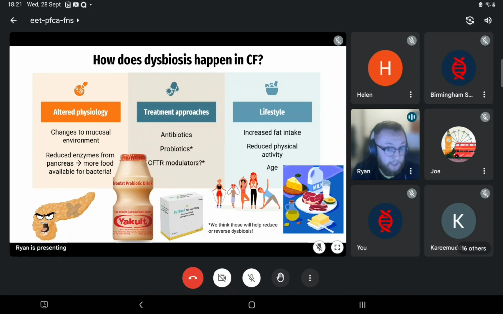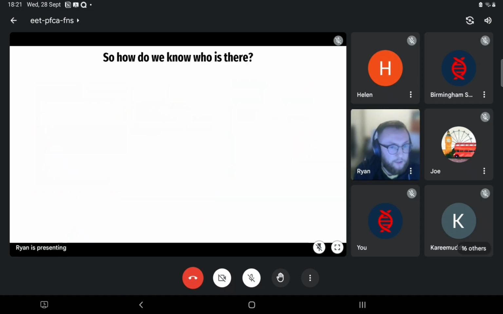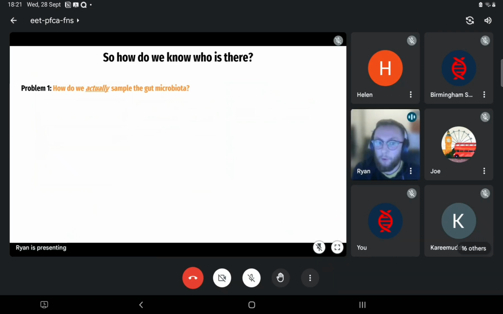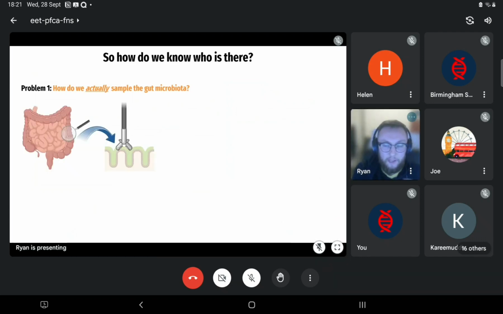So we know there is a dysbiosis, but how do we know who actually is there? In an ideal world, the first problem is, how do we actually sample the gut microbiota? If everything was simple and people didn't feel pain, we could literally go into the intestine and take a snip of the intestinal tract with the mucus and the epithelium, take a biopsy and then analyze that biopsy in the lab. The issue with that is it's very invasive. As you can imagine, it's not very nice having a biopsy in your intestines.